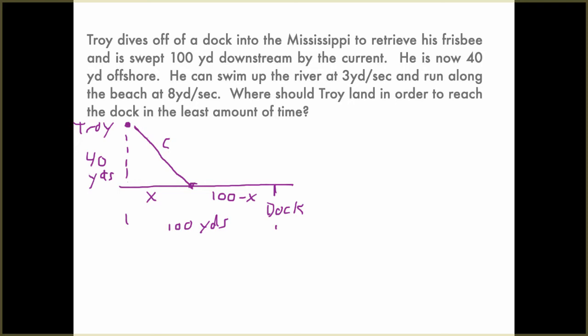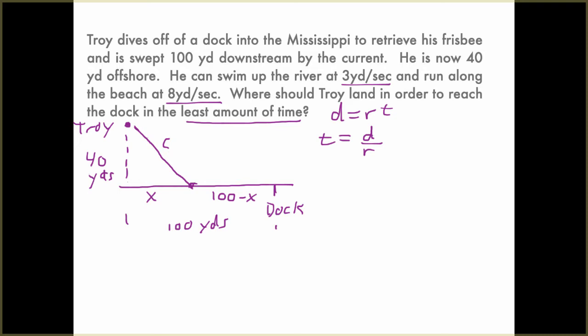And it says we want to do the least amount of time. Well, what he's doing is of our formula D equals RT. So we're going to rewrite this for time because we're trying to find something with time. And that's going to be our distance divided by our rate. And remember, he can do 3 yards a second for swimming and 8 yards a second for running.